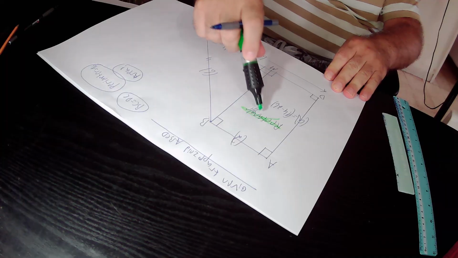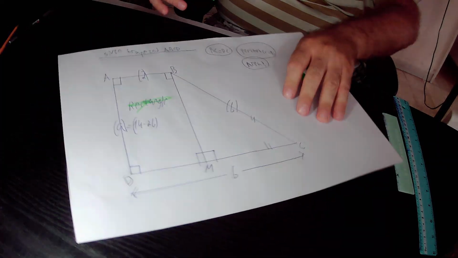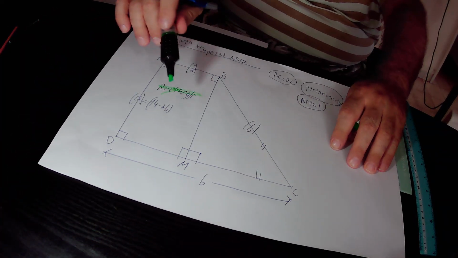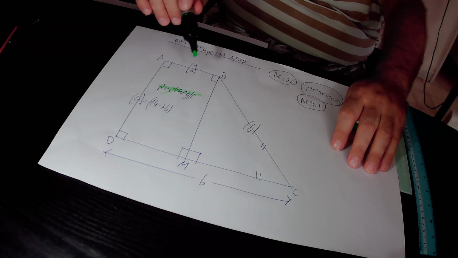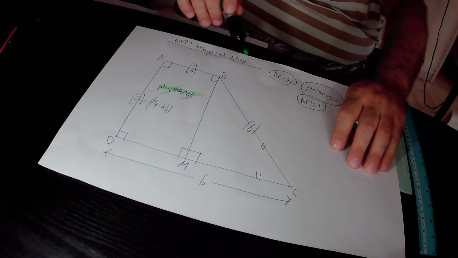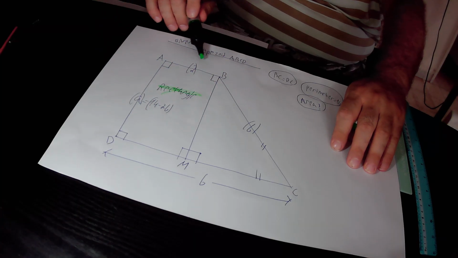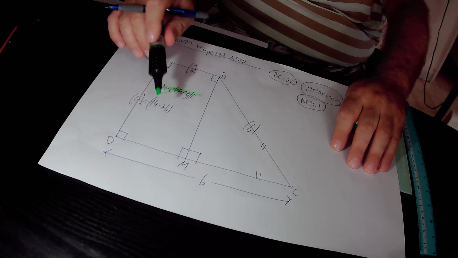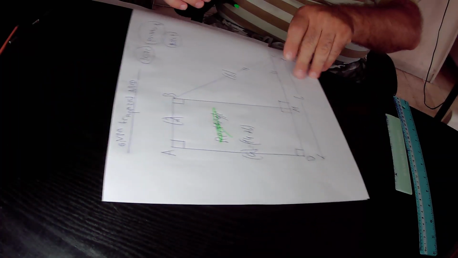But we also know that the opposite sides of a rectangle are equal to each other. So in rectangle ABMD, side AB equals the opposite side DM. But AB is 2, therefore the opposite side DM must also be equal to 2 units in its length.